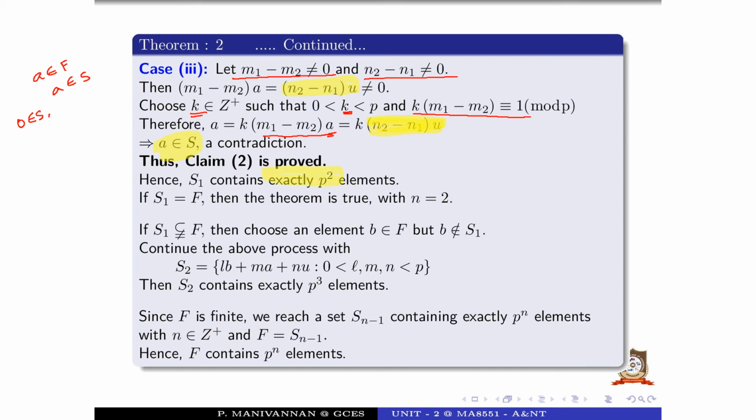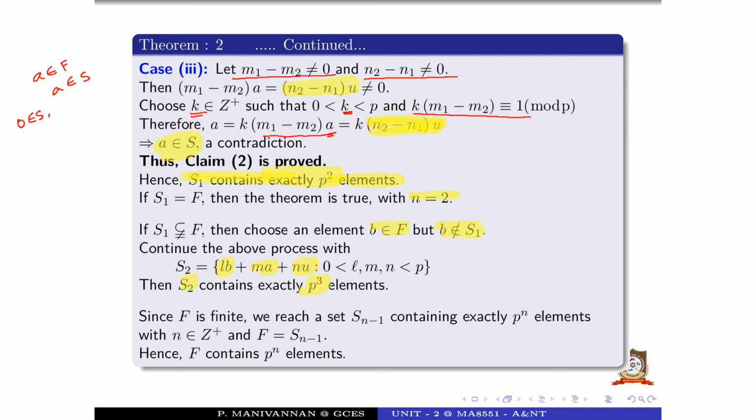Therefore, no two elements are equal. Therefore, S1 contains exactly p squared elements. If S1 equals F, then the theorem is true with n equal to 2. If S1 is not contained in F, then choose an element B belongs to F but B not belongs to S1. Continuing the above process with S2 equals LB plus MA plus NU, where 0 less than L, M, N less than P, S2 contains exactly P cubed elements.